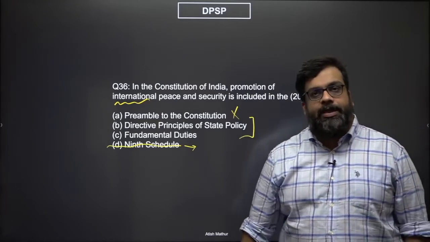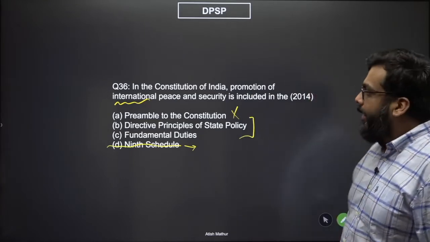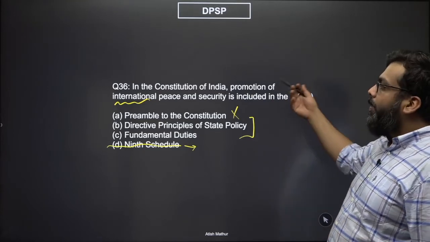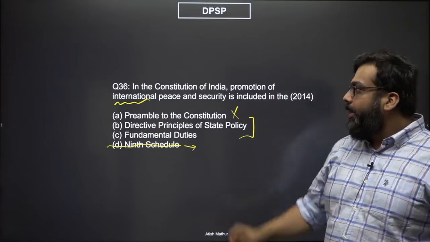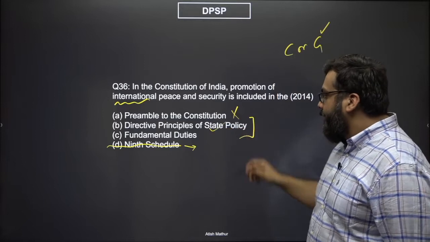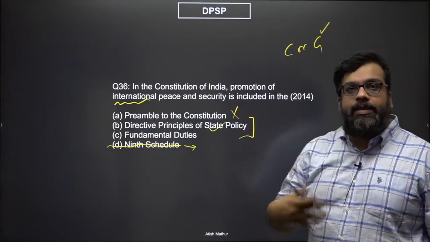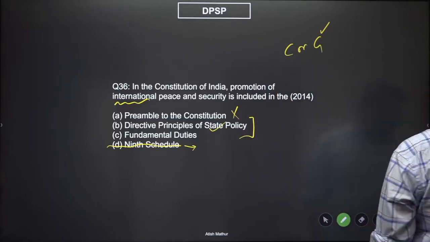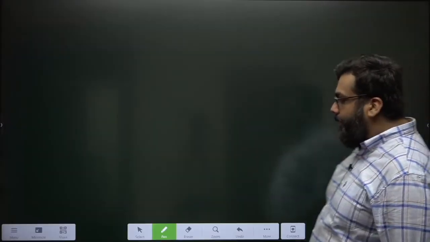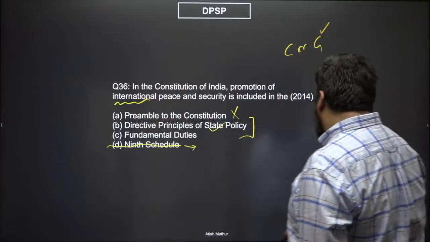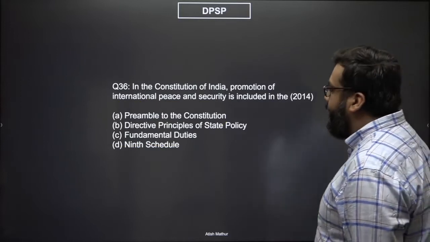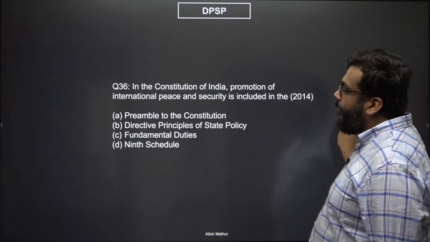There's a simple two test that I've taught you in the Magna Carta lecture. Who implements this and what is the kind of language that is used? Who will promote international peace and security? The citizens or the government? The government would. That means it's a directive principle, and promotion is a formal adjective. Therefore, again, directive principle. So the answer should be B, directive principles of state policy.